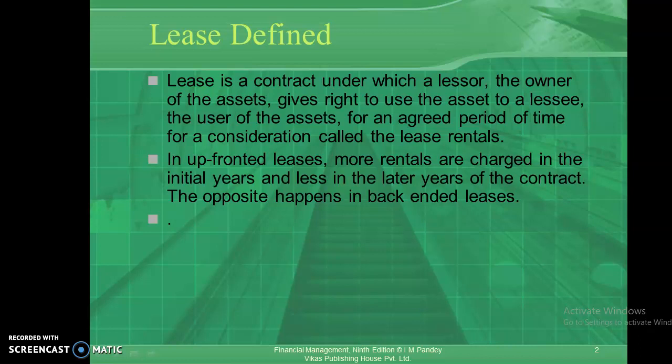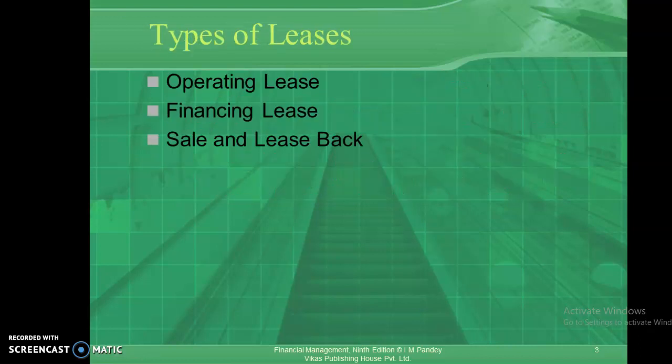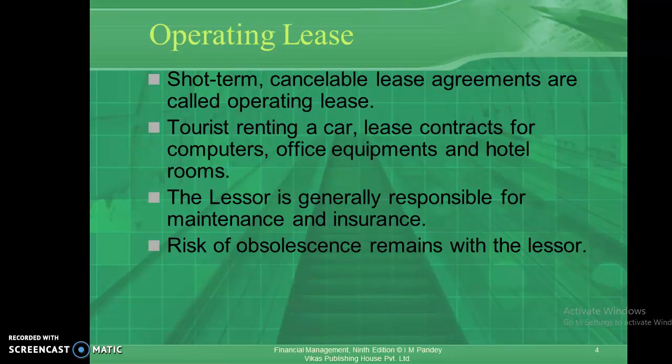So this is lease. Leases are of different types. Let's look into the operating lease. Basically, lease agreements are classified into three categories. One is known as operating lease, the second one is financing lease, and the third one is sale and lease back. These are the three types of lease agreements which are very popular. What is an operating lease? An operating lease is a short-term agreement which can be cancelled at any time.